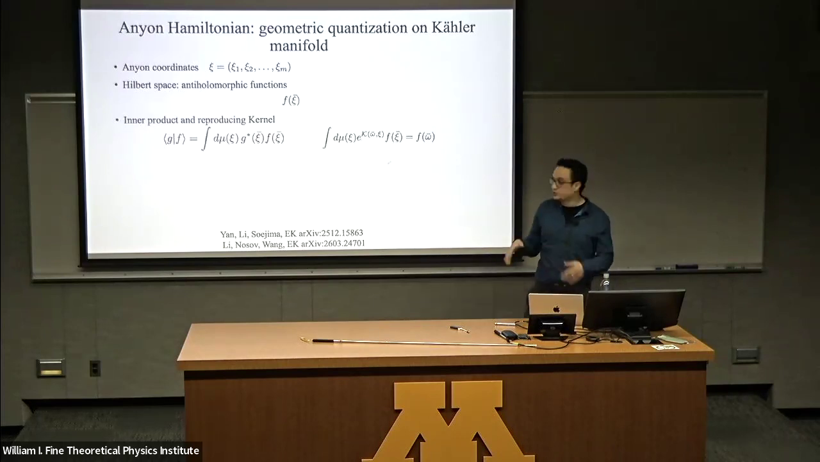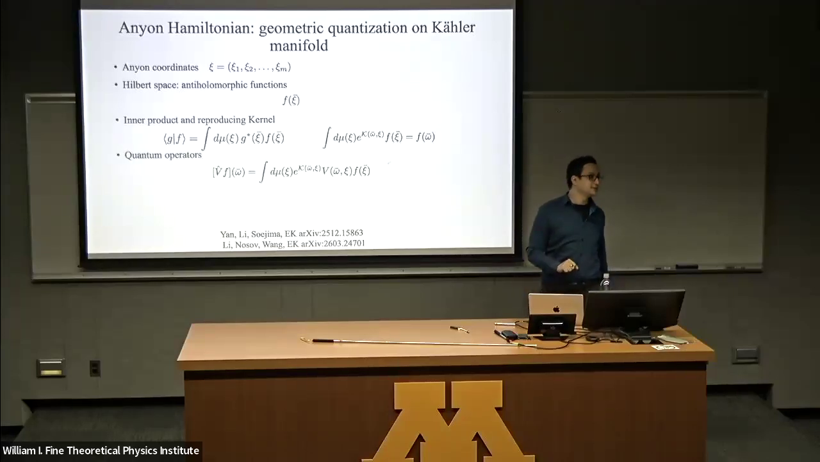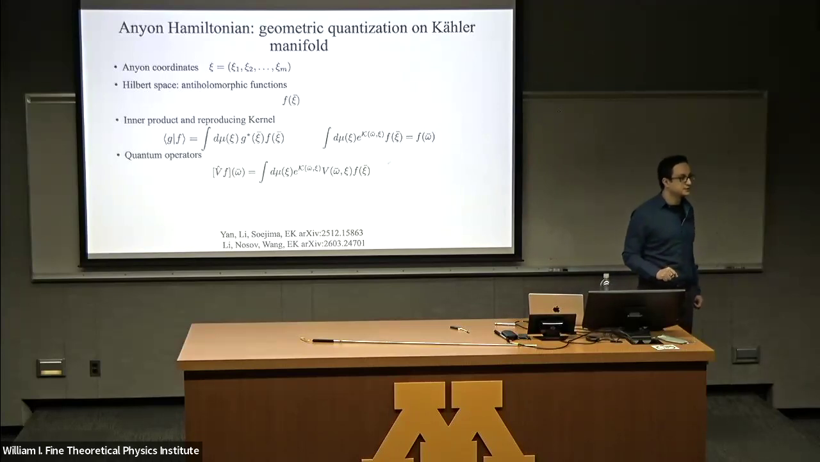There is a way to define inner products using something called the reproducing kernel. Question? Yes. So you have a path integral in terms of anyon coordinates, on this weird Hilbert space. If I try to think about it from a canonical perspective, what would the commutation relations for those coordinates look like?